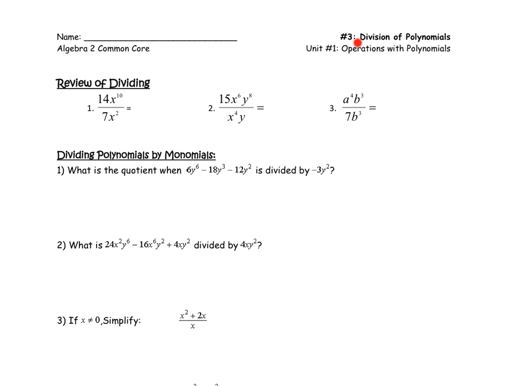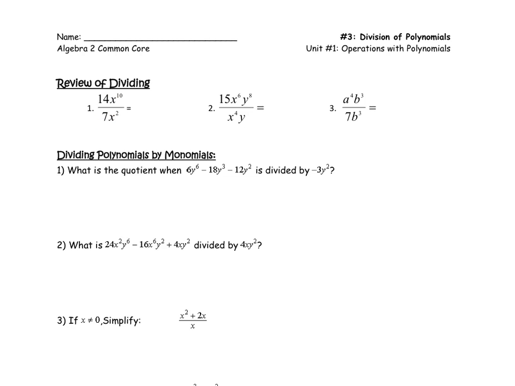Hi everyone, today's lesson will be on division of polynomials. Before we can divide polynomials, we have to divide monomials first to understand the gist. So let's look at these three examples here. They're very much similar to multiplying, which we did the other day. So instead of multiplying the coefficients, we're going to divide the coefficients.